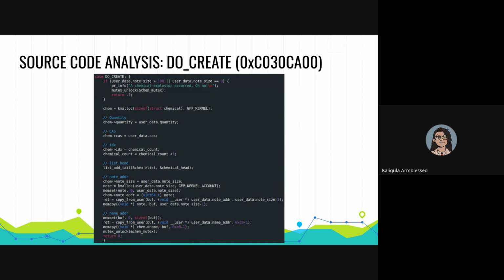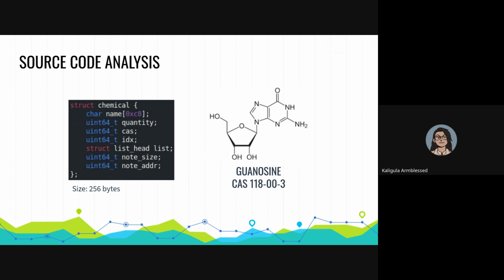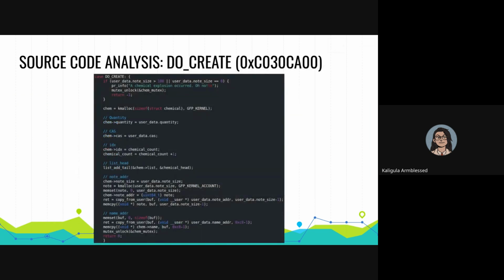The first one would be do create. Using the rec structure that we have previously here, you can see it takes in quantity, a CAS number, the index, a node size, node address, and a name address. Basically, it will take that information and create a chemical structure from it. It will first allocate a new chemical structure with the GFP kernel flag. We'll explain this later. Then it will ask you to fill in the quantity and the CAS number, and it will be assigned an IDX number. So it will be assigned an index number. This is very important later on.